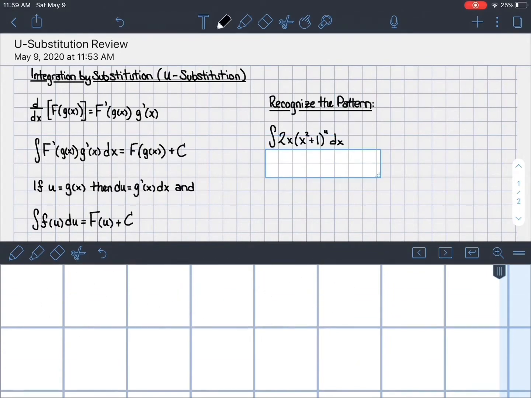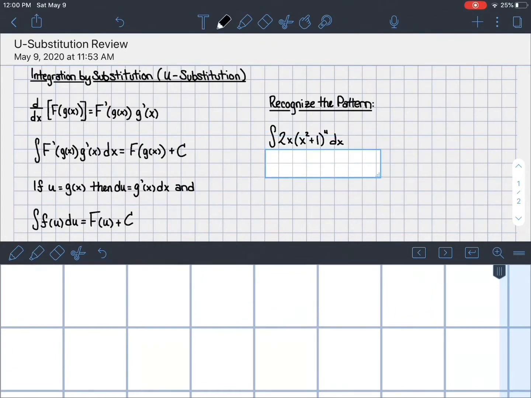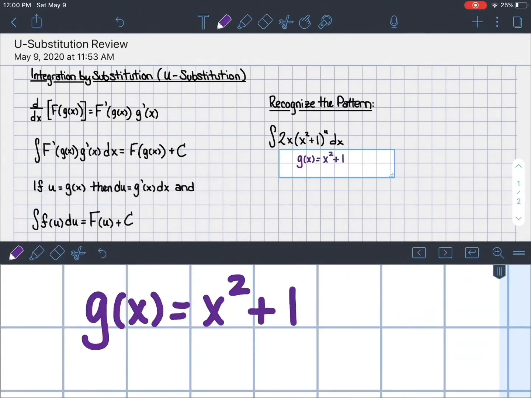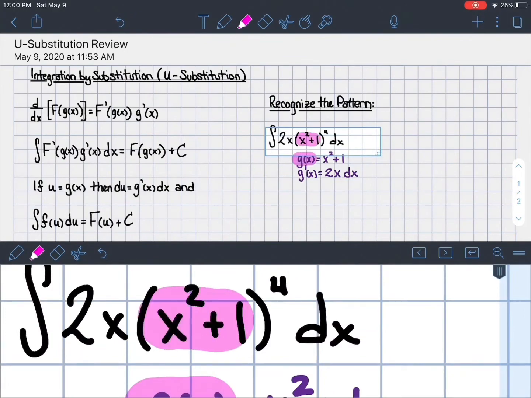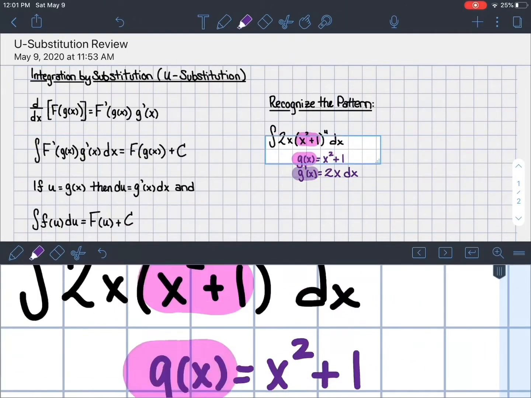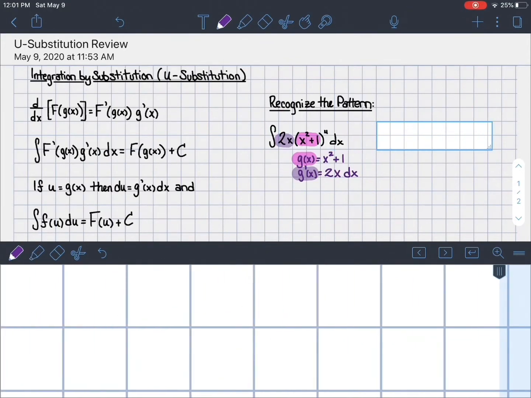G of x is going to be your inner function, and therefore g of x in this example is going to be x squared plus 1. When you find g prime of x, you can do it by literally differentiating g of x or by finding the other factor, 2x dx. And so I'm color coding the portion that it is representing.